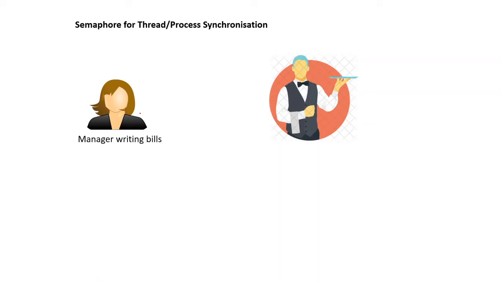And when the event occurs, the detecting process or the second process or thread executes a signal operation, and then the first process can proceed. So in our example, say there is a manager who writes the bills, and now she needs feedback from the waiters if a particular table is almost done having their food, or has asked for the bill.